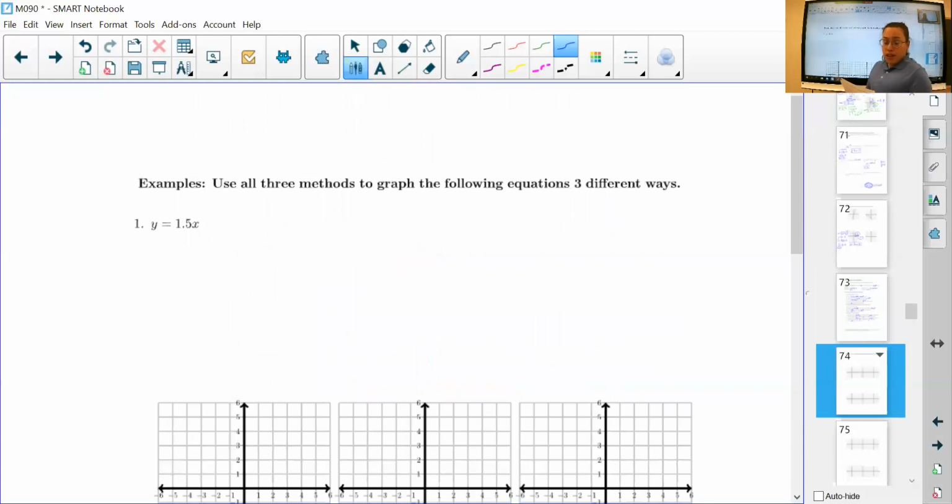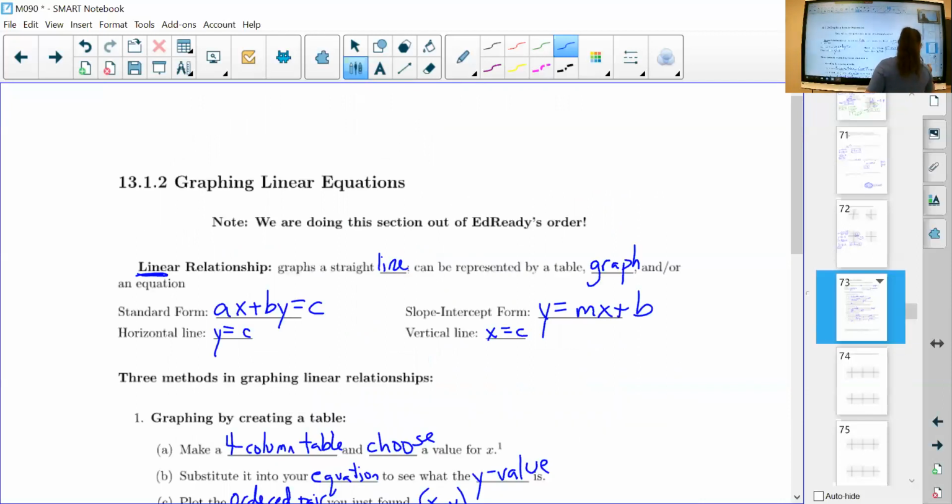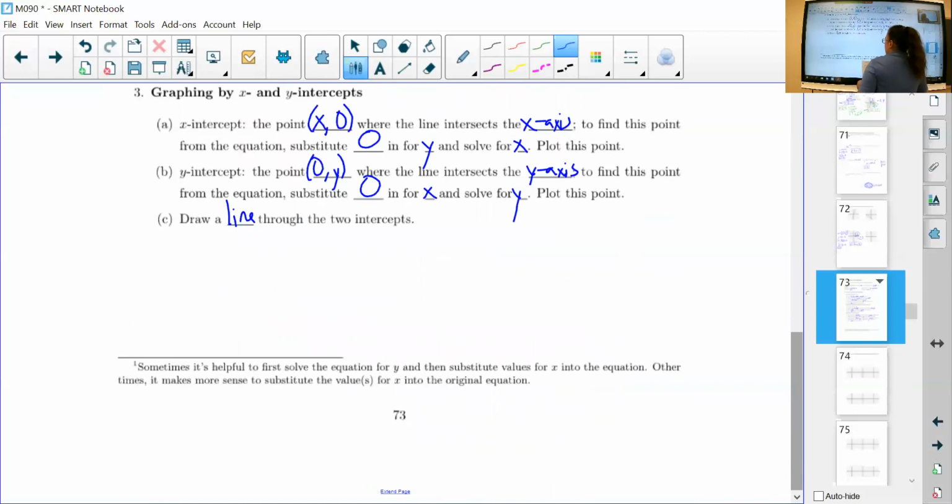So let's practice. Let's use all three methods. And actually, I apologize. Just look at my paper. Let's go back to page 73. We have a little bit of space here. I want to show you an example of a 4-column chart. Originally, I had this just in here for other instructors who might want it, but it's a good idea to see it yourself as well.